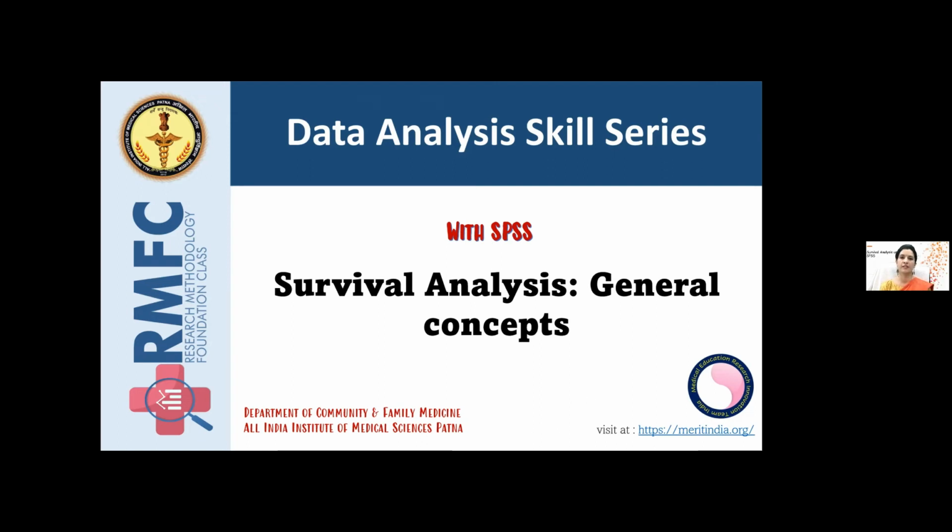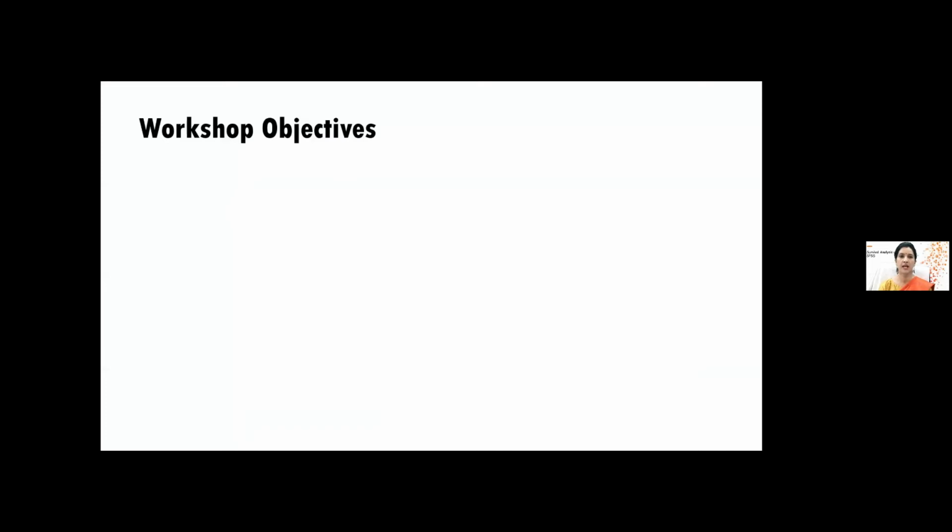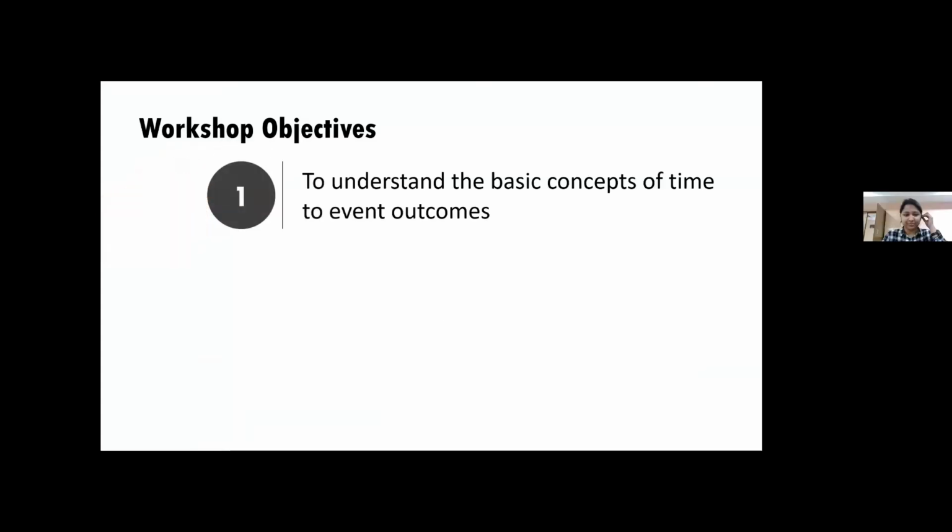So we will start with the general concept of survival analysis first, and then we will go towards the Kaplan-Meier, that is a specific type of survival analytic tool, and then again we'll go to the Cox proportional hazard.